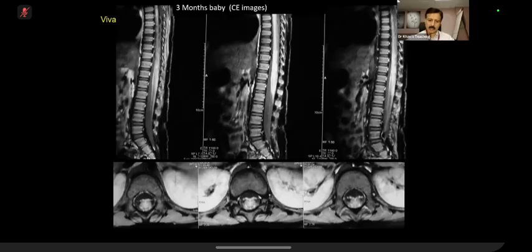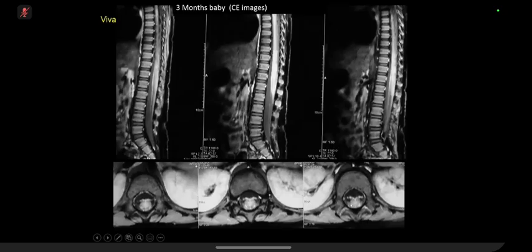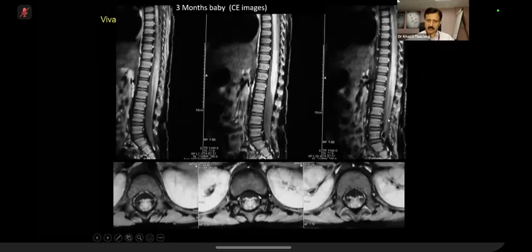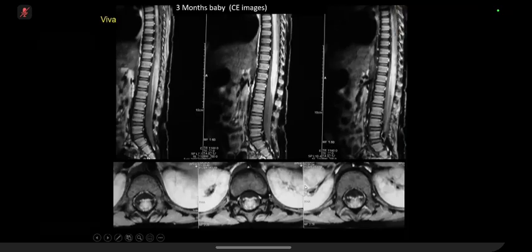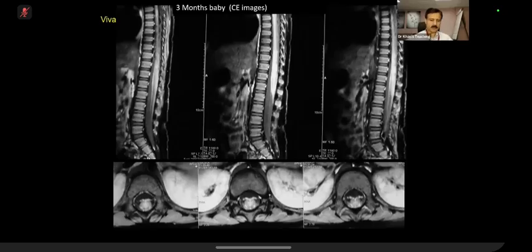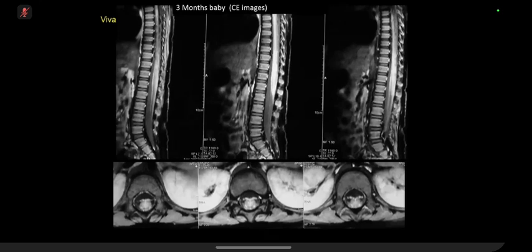And what is happening to these nerve roots? Look at these nerve roots. Yeah, so the nerve roots are enhancing. And if you look carefully, even here, those nerve roots are enhancing. What is your conclusion? So I'm thinking down the road of an infective or inflammatory process in a 3-month-old. Name names. Meningitis could be in the differential.